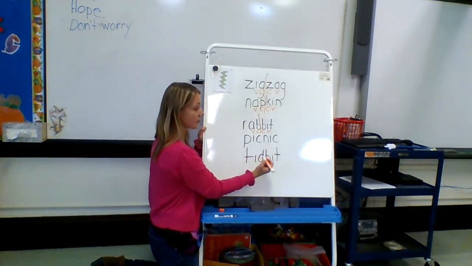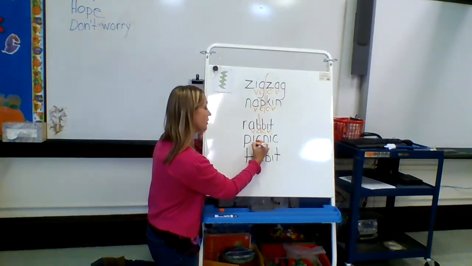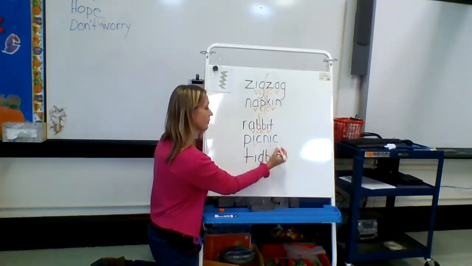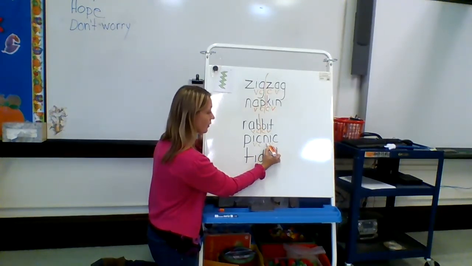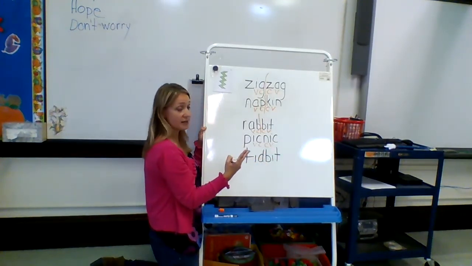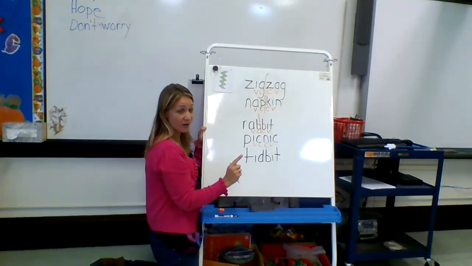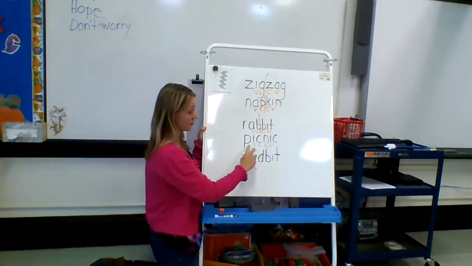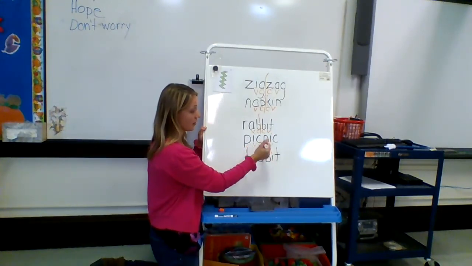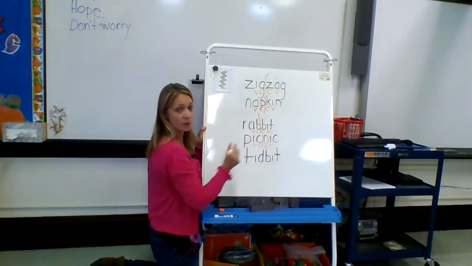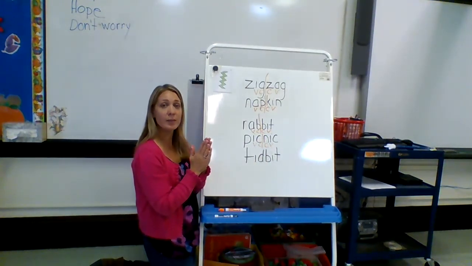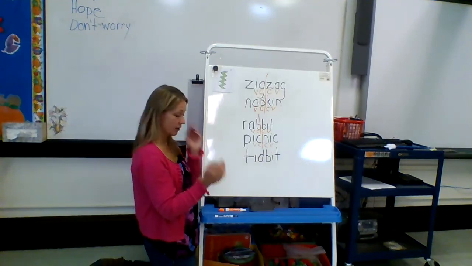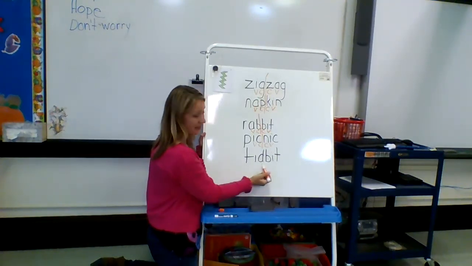Let's look at another word. Picnic. First we find our vowels. Then we label the consonants between them. If there's two consonants together, we're going to divide the word there. If there's only one consonant, we couldn't divide it into syllables there, but since we have two consonants, we're going to divide picnic between the C and the N. And you can hear that when we clap it out as well. Picnic.